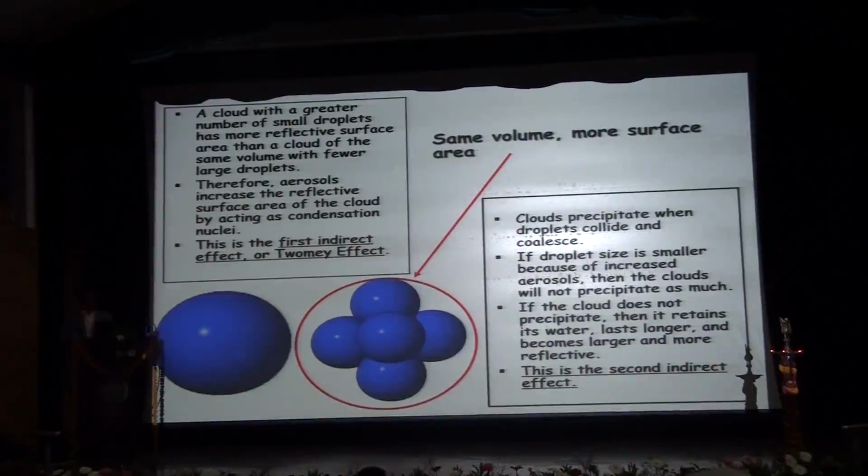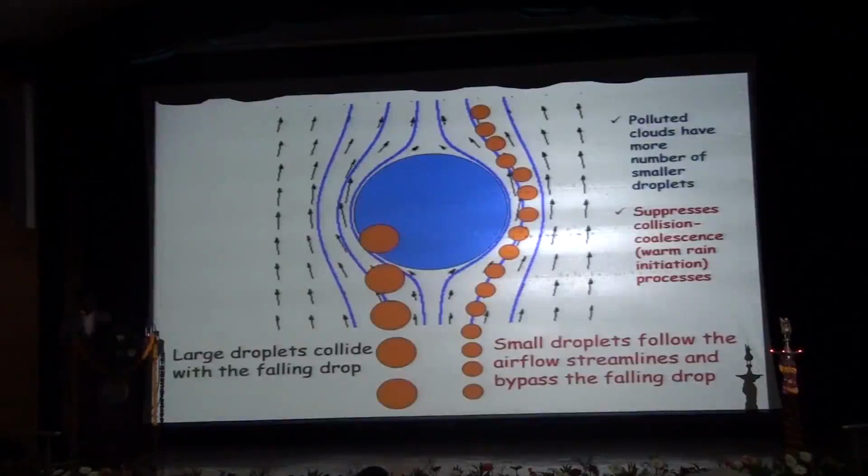The other process is when the droplets are more numerous and small. It can also affect warm rain initiation, because generally cloud droplets precipitate when they collide and coalesce. But if the droplet size is small, it can pass through the streamlines without colliding with the larger drop, so it can escape. So the collision-coalescence efficiency gets suppressed. Adding more aerosols to the atmosphere suppresses the warm rain initiation process.